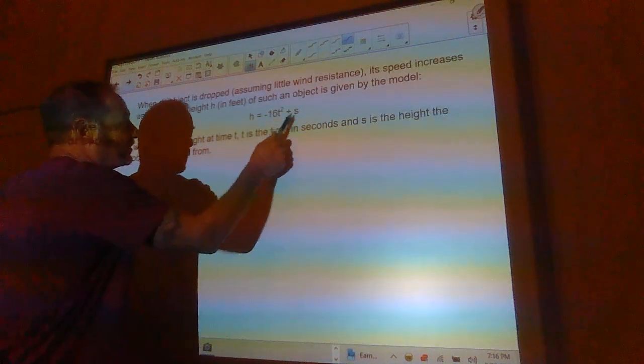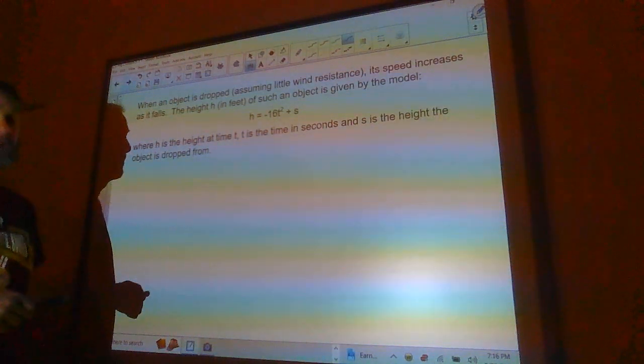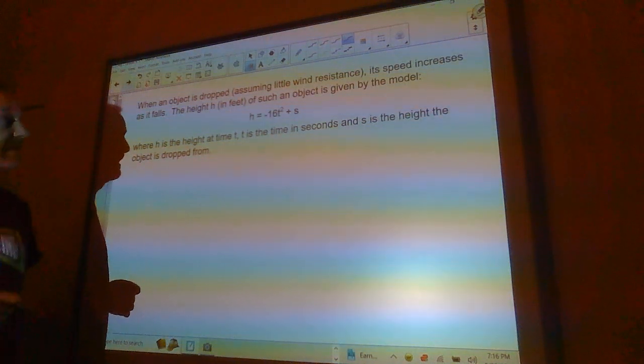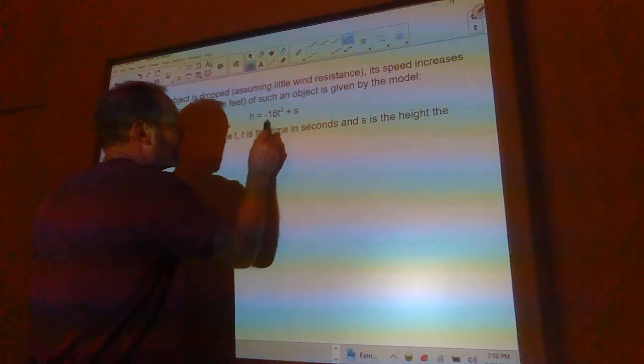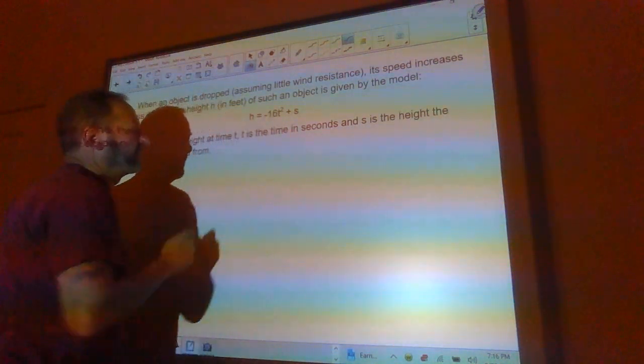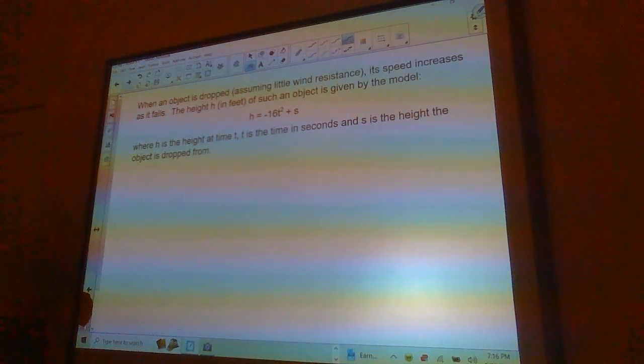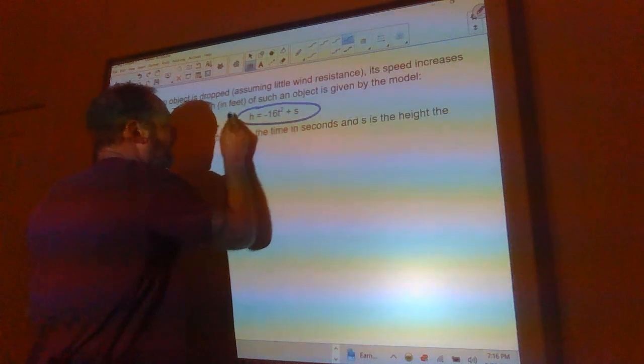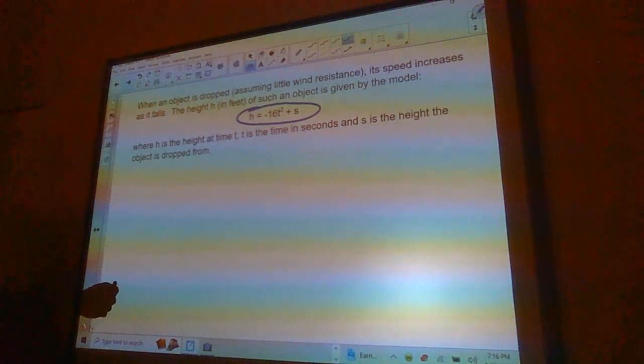Now, this equation only works on the Earth. If you're on the moon or on Jupiter or something like that, this formula changes. Basically, this constant right here changes. So this is a formula you definitely want to know because you're going to be tested on it a bunch.